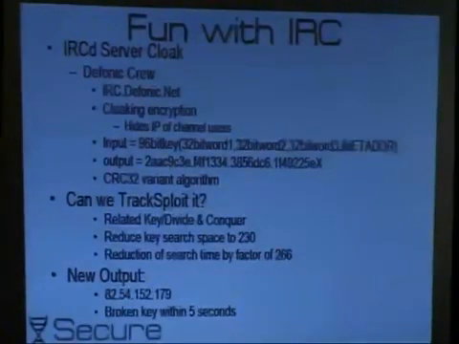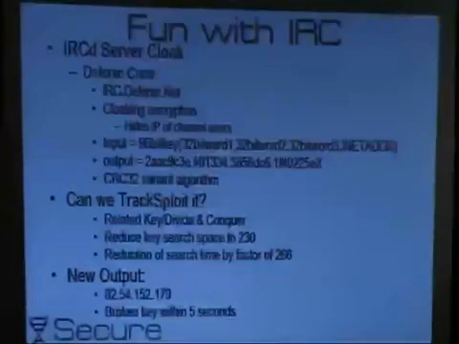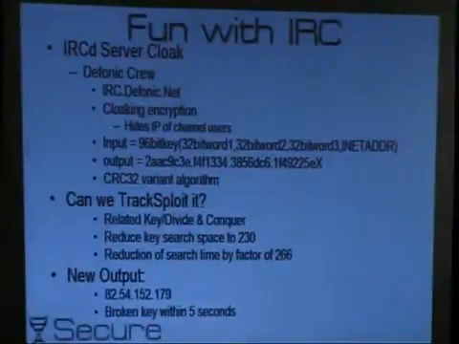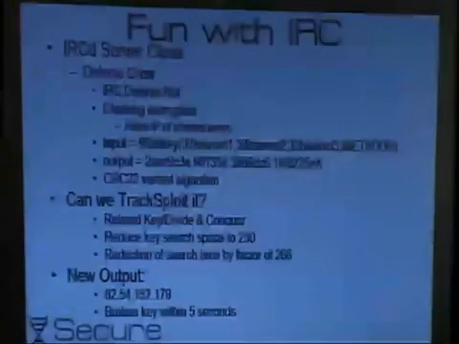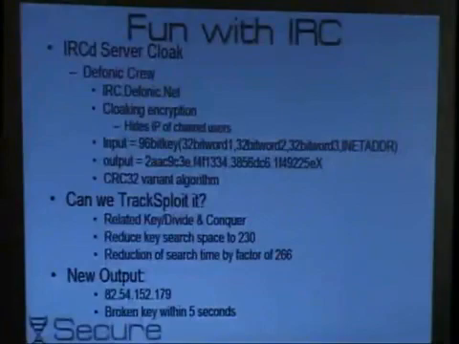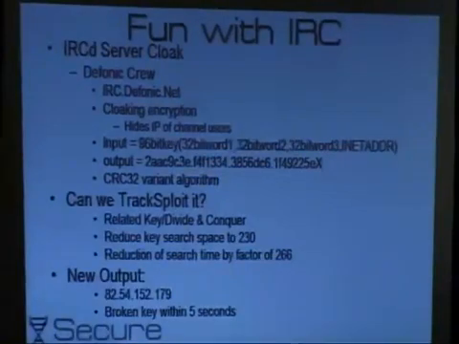So we looked at the algorithm involved in this, and it was kind of a CRC32 variant algorithm. So it's linear. It was a 96-bit key. The function worked such that your input was a 96-bit key, which was 3 sets of 32-bit words, and then the INET address to encrypt. The output looked like 2AA, C9, C3E, and such. So can we TrackSploit this?